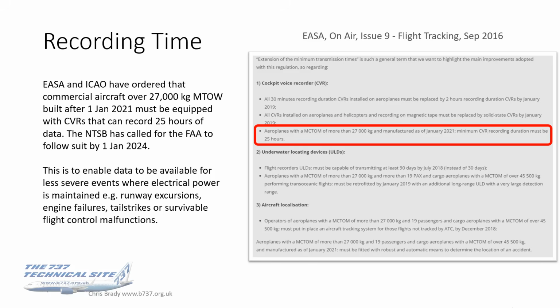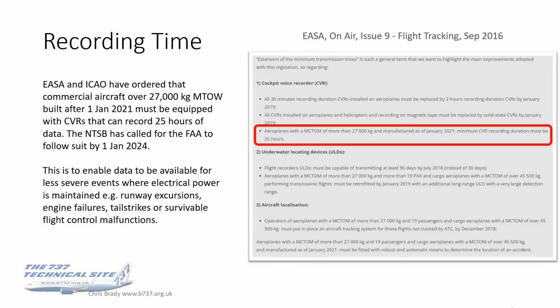Now, what about recording time? EASA and ICAO have ordered that any commercial aircraft over 27 tons, which is all the 737 family, all large airliners, built after Jan 2021 must be equipped with CVRs that can record 25 hours of data. So this brings them into line with FDRs.